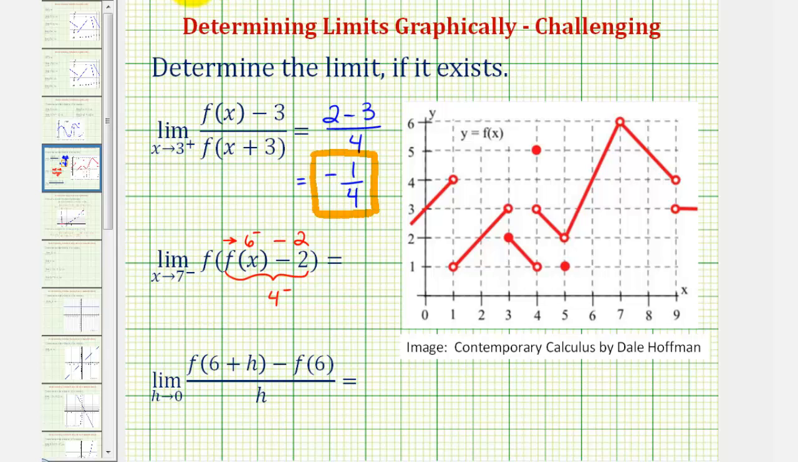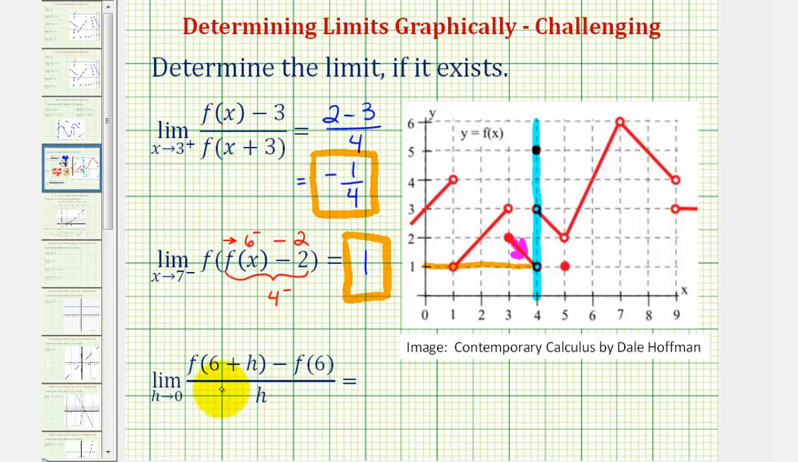So going back to the graph, notice here's where x equals 4. But if we approach 4 from the left to the negative side, again we're approaching from this direction here. And notice how the function values are approaching positive 1, and therefore our limit is equal to 1.